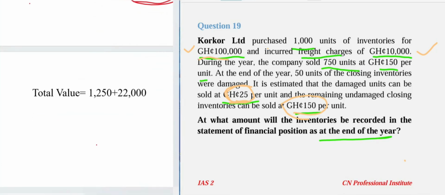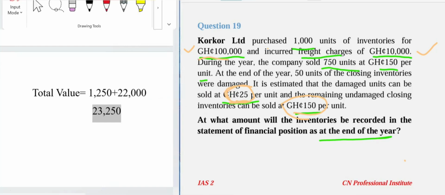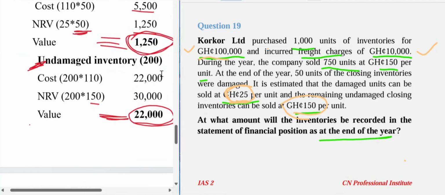So we are adding the 1,250 plus 22,000, which should give us 23,250. So this is the value that we have to record in our books as the value for the closing inventory, this figure here, 23,250.